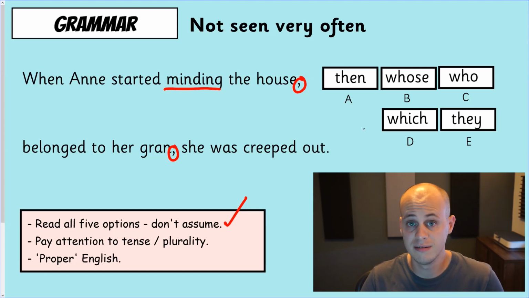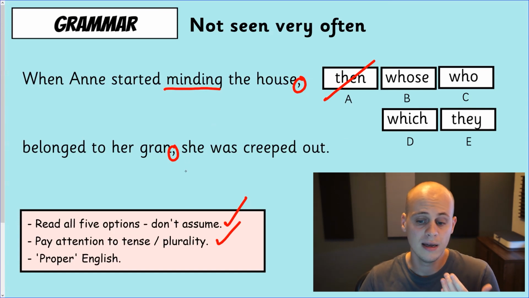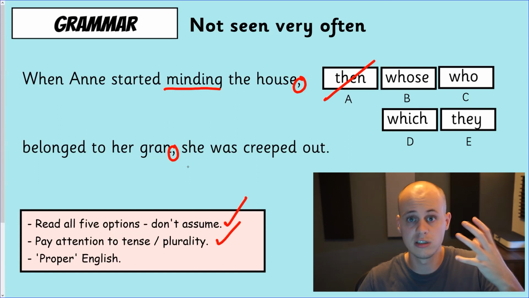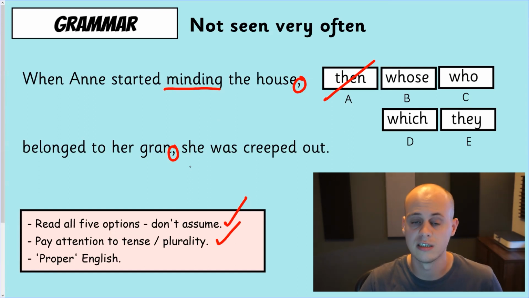Now, I imagine for a lot of you, some of those answers just wouldn't have sounded good. It would have been nonsense, and you could get rid of them, like then. It doesn't make any sense. My second tip is to pay attention to the tense or plurality. Sometimes the sentence will be in past tense and it might be missing a verb, and they'll give you the right verb, but they'll put it in the future tense or the present tense. So just be careful of that. And also the plurality. Maybe there's lots of something or just one of something. And again, that can be a very slight change to the spelling.